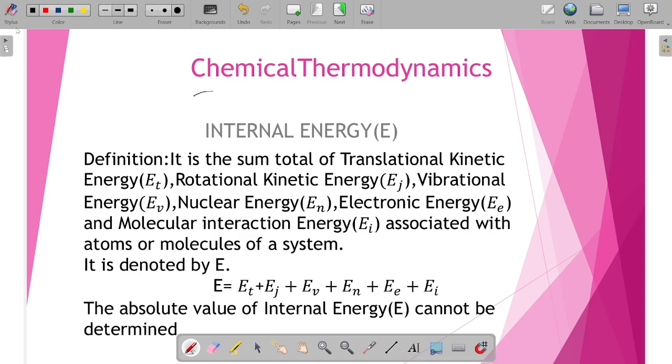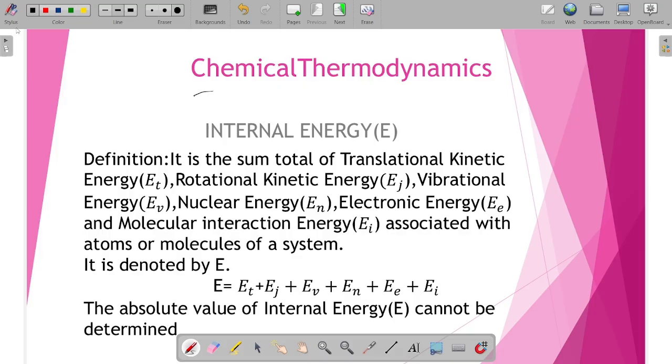Again, continuing the class on the topic chemical thermodynamics. Today we will discuss internal energy. Internal energy of the system means the system contains some amount of substances.